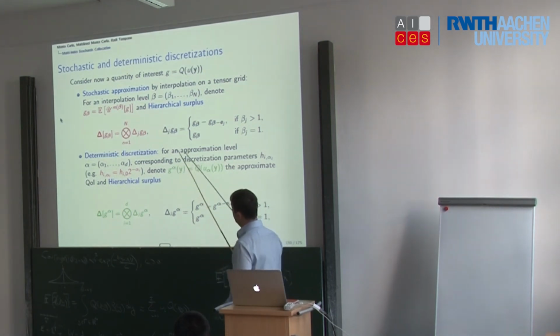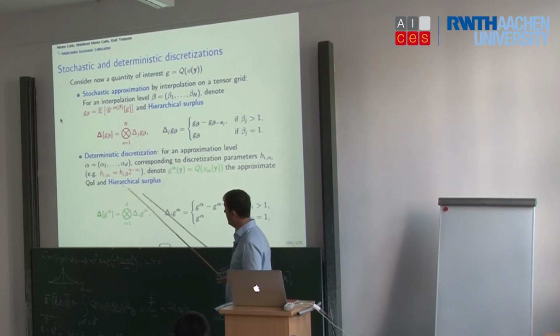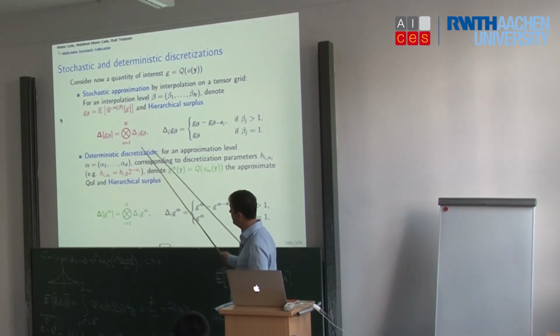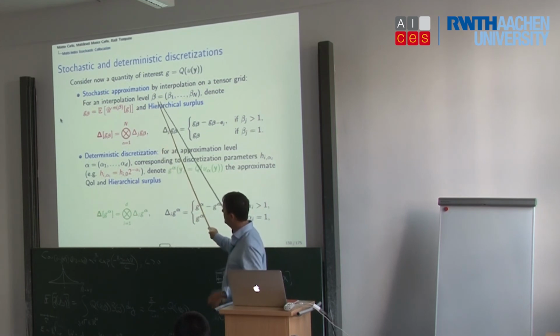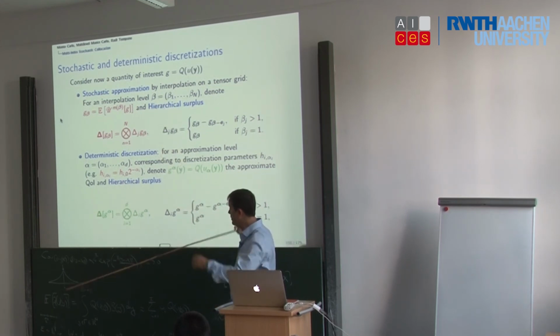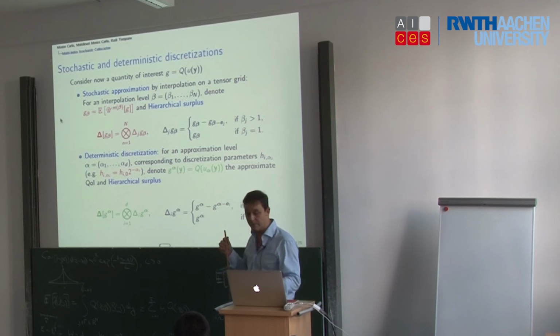Okay, and along that you also create single-level, single-directional differences, and you tensorize them. And in the deterministic discretization, you use the same thing as before. So now you have two parameters, two multi-indices, beta and alpha. You put them together, and you take the whole mixed difference.